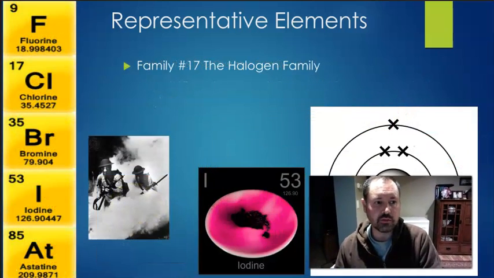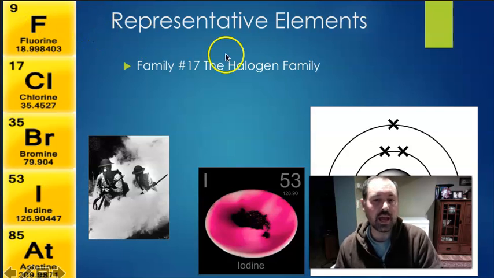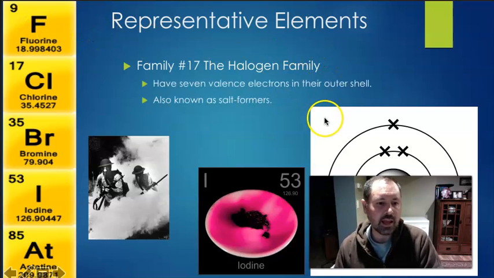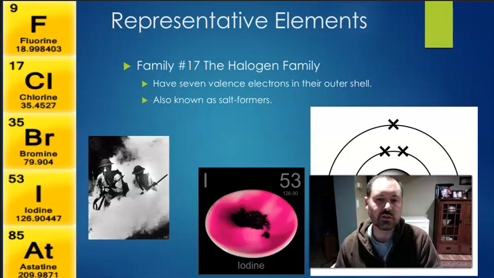You'd think it would be called the fluorine family, but it's not. It's called the halogen family. And the halogen family has 7 valence electrons in their outer shell, and they're also known as salt formers. Why? Sodium chloride for chlorine. Most salts have chlorine in them.